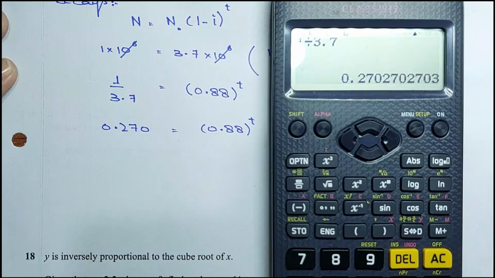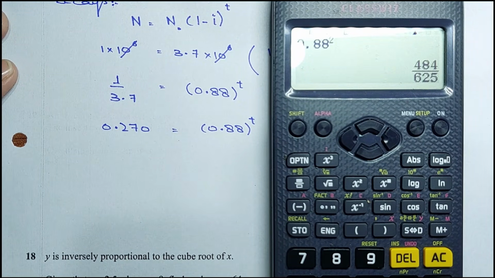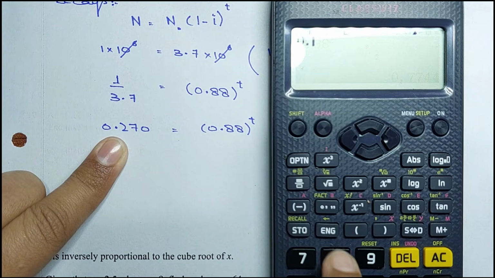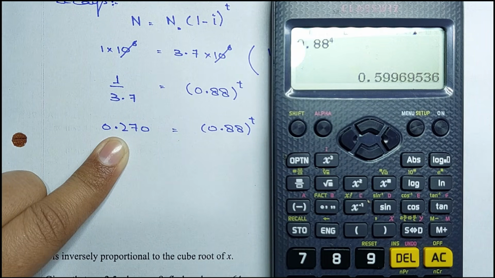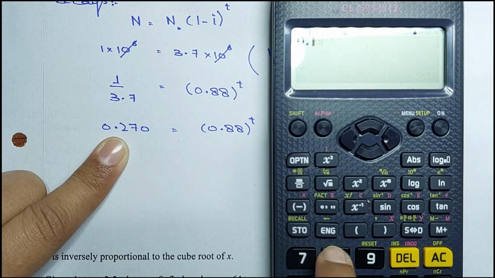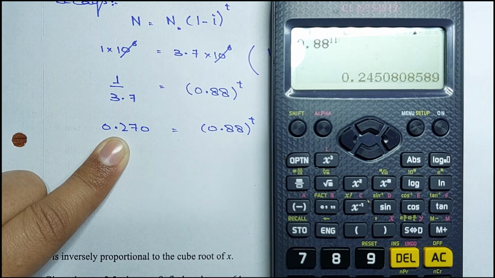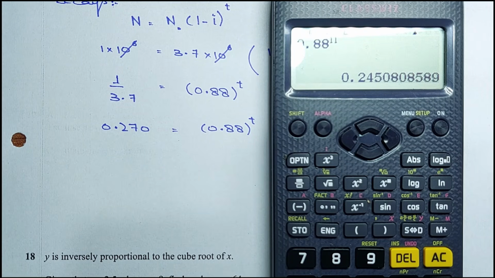When t is 1, it doesn't work. 0.88 to the power of 2, this is 0.7. We need 0.27. 0.88 to the power of 4, let's say 0.5. 0.88 to the power of 6 is 0.46, 0.88 to the power of 8 is 0.3, 0.88 to the power of 10 is 0.278, 0.88 to the power of 11 is 0.245. So I guess 0.278 is more.